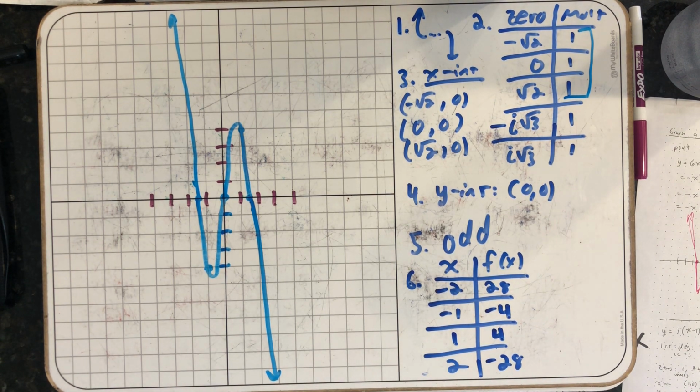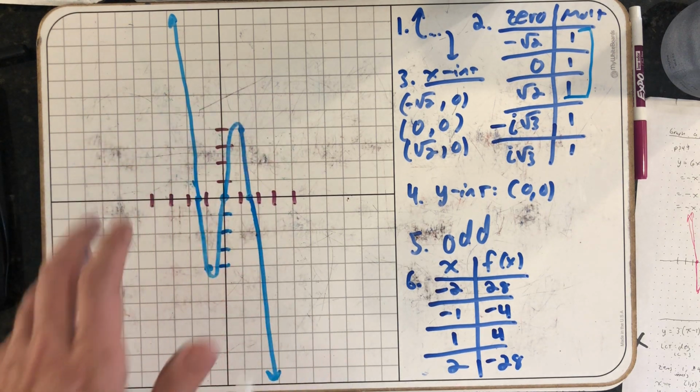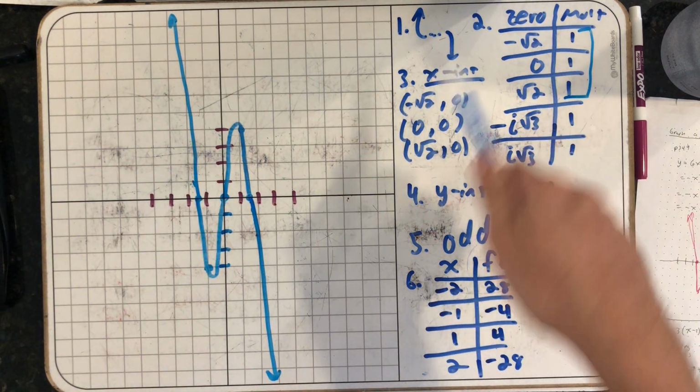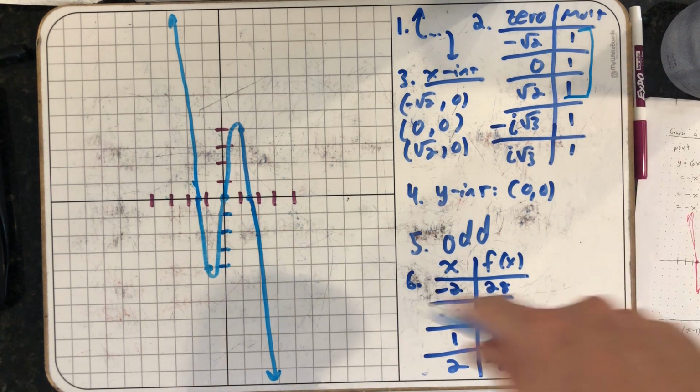But what I have here is a function that's definitely odd. You can rotate it around the origin, it looks the same, and it meets all of the criteria I've written down over here.